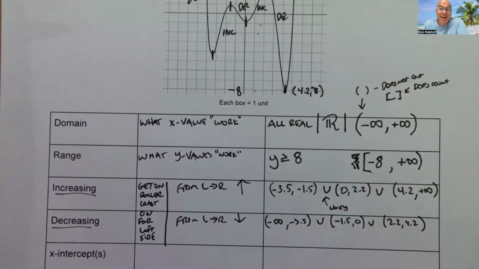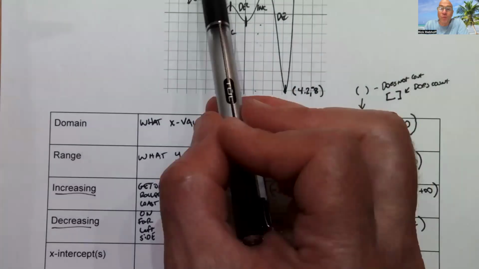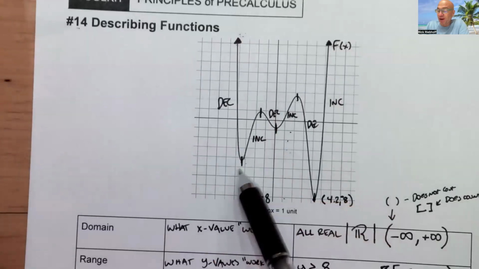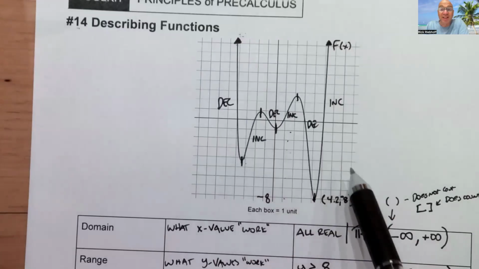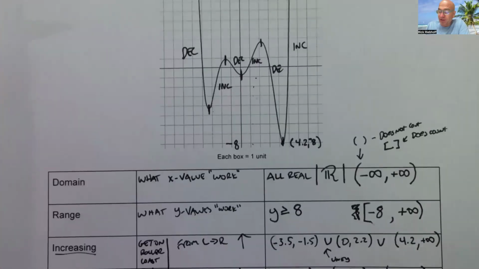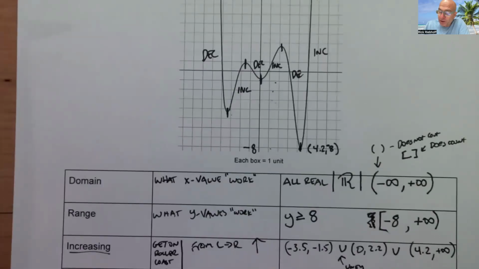Increasing, decreasing. Not hard to do, right? You just have to remember where to get on the roller coaster. Get on it from here. And then I just like to mark up my graph like this. And that makes it a heck of a lot easier to do. All right. Do we have any x-intercepts? Okay. So where does it cross?